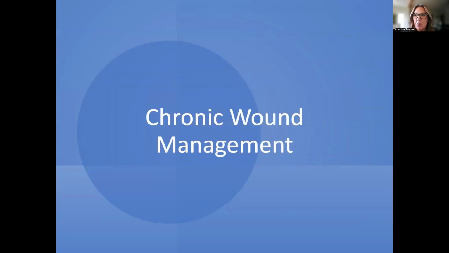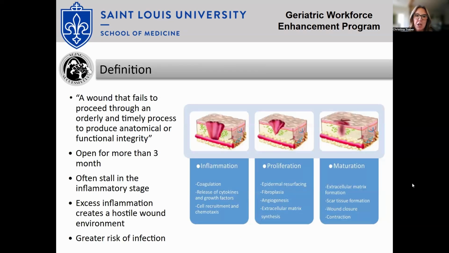So now for chronic wound management. So overall, what is a chronic wound? A chronic wound is a wound that fails to proceed through an orderly and timely process to produce anatomical or functional integrity. So basically, there are four main stages of wound healing. If you fell and scraped your knee and got an abrasion, you would first start with stage one, which is hemostasis or coagulation. So you would have clotting and vasoconstriction at that site, so the bleeding would stop to that knee abrasion.